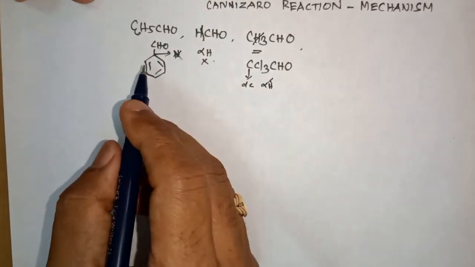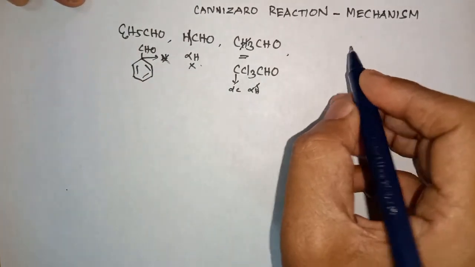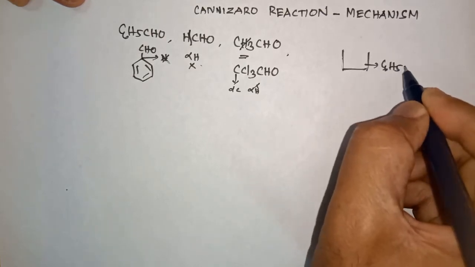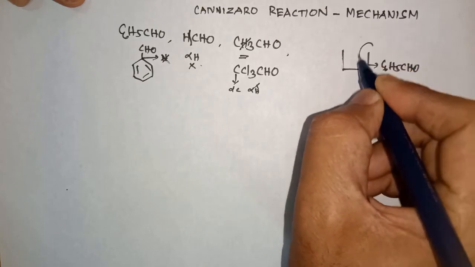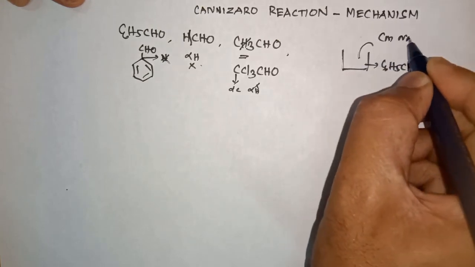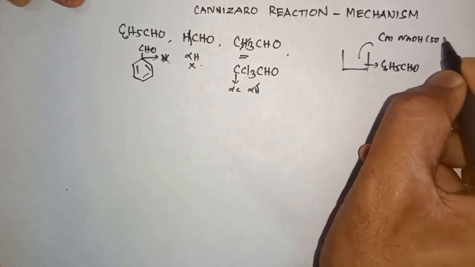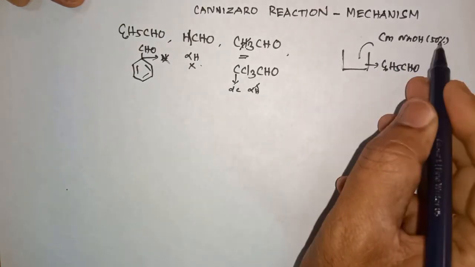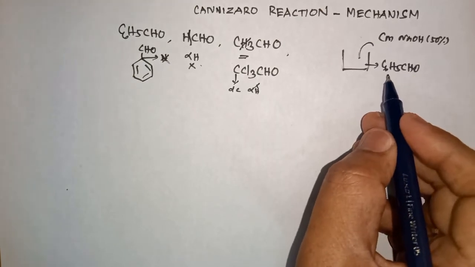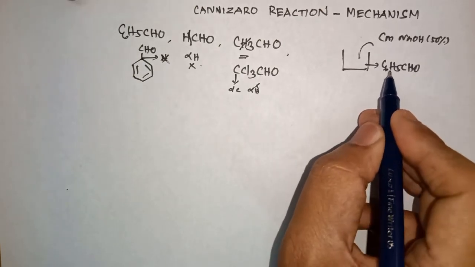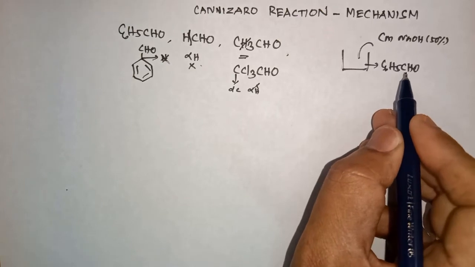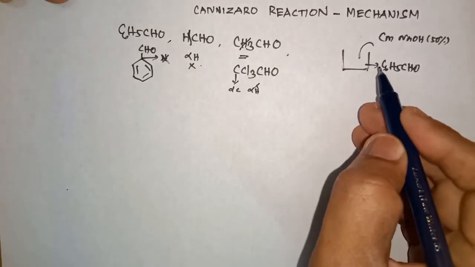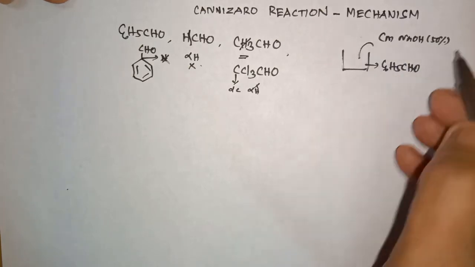Suppose I take benzaldehyde, C6H5CHO. To this, I add concentrated sodium hydroxide, 50% concentration. When concentrated sodium hydroxide is added to benzaldehyde, what will happen? The reaction is happening between two benzaldehyde molecules. One molecule is undergoing oxidation, another one is undergoing reduction.